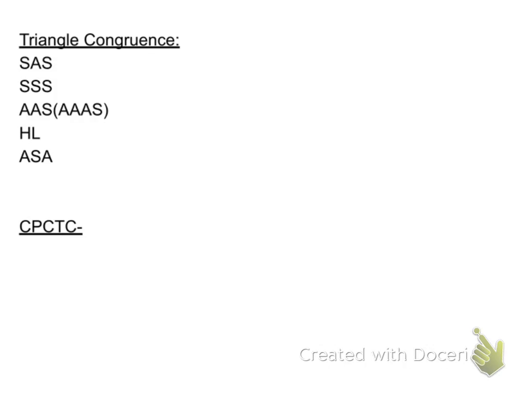So, these ones, you guys remember this? Triangle congruency? Yes, unfortunately. There were 5 of them. 1, 2, 3, 4, 5. SAS stood for? Side, angle, side. You should have all of this, yes. SSS is? Side, side, side.